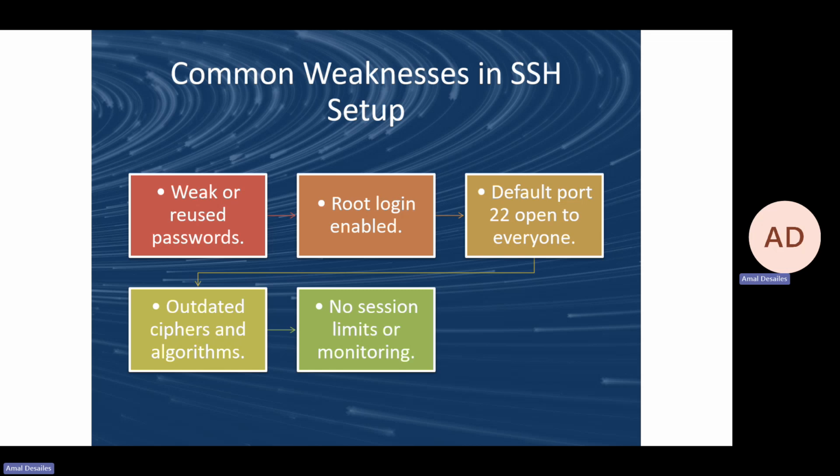So the common weaknesses in SSH setup. Some of the most common issues include allowing root logins, using weak or default passwords, leaving the default port 22 open to everyone, not monitoring failed login attempts, and failing to update OpenSSH regularly. Each of these makes the system much easier to attack. So our goal is to fix or harden these weaknesses.